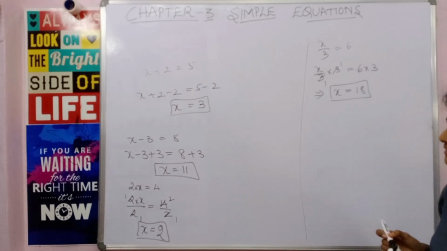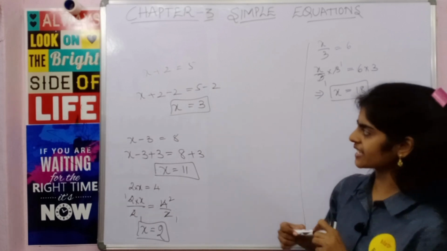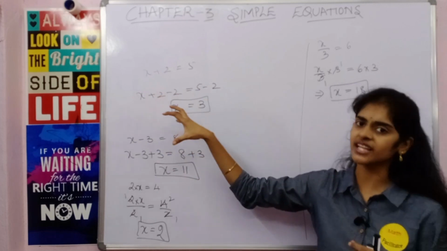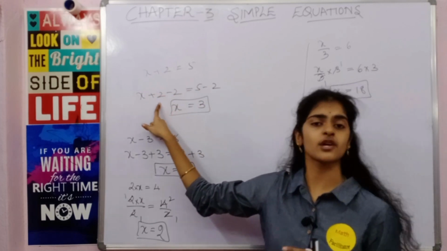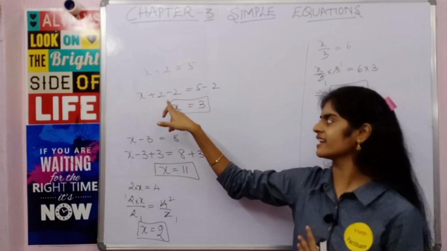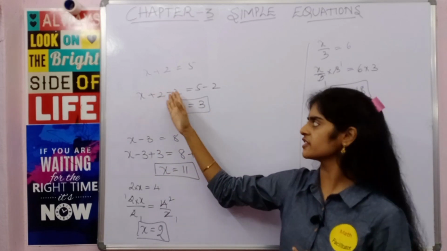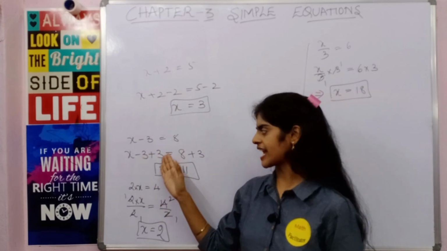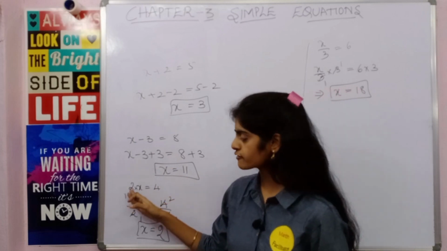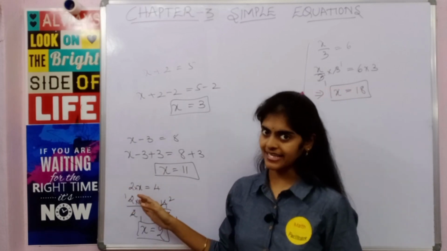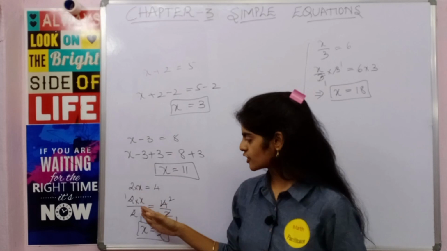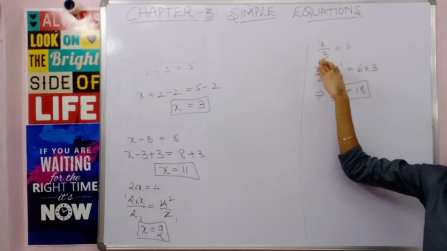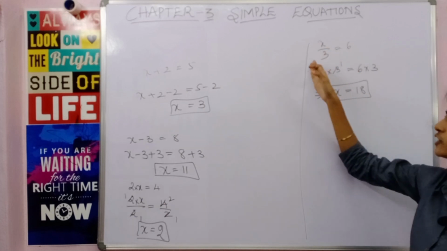Here we are not doing anything special. Just to get the value of x, we are seeing which number is extra here and we are trying to remove that particular number. In this case you have plus 2, so to remove plus 2 we are adding minus 2, nothing but subtracting 2. In this case you have minus 3, so to remove minus 3 you are adding 3. Now in this case you have 2 into x, so 2 multiplied by x, so to remove the multiplication you are dividing it by 2. Here you have x divided by 3, so to remove this division by 3 you are multiplying by 3. Clear?